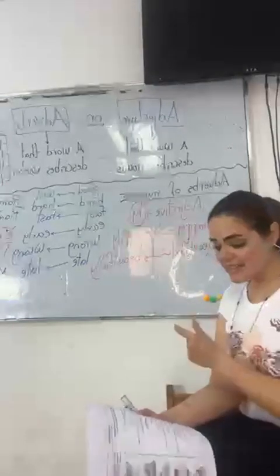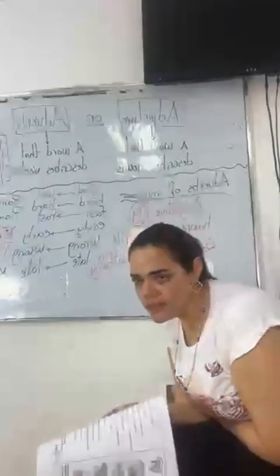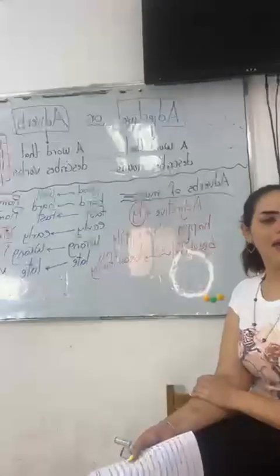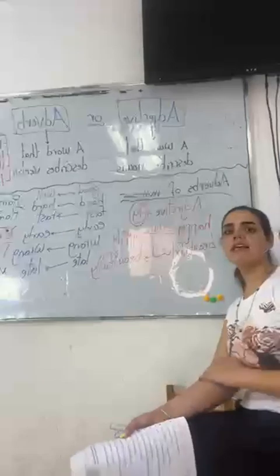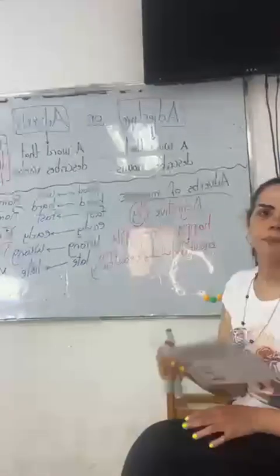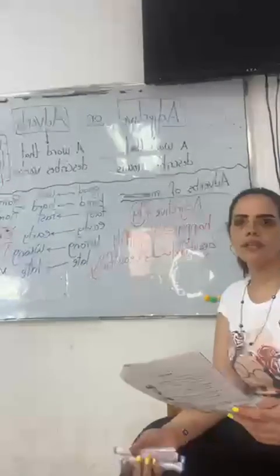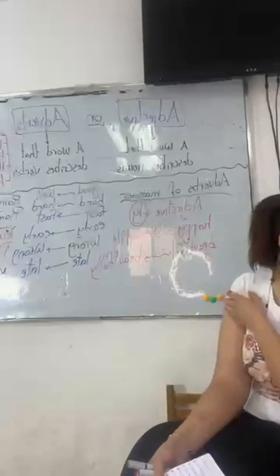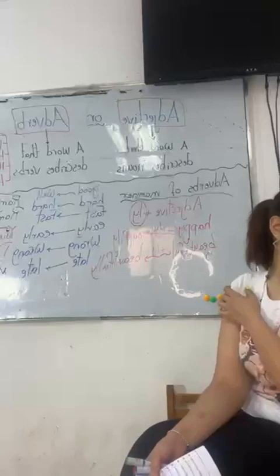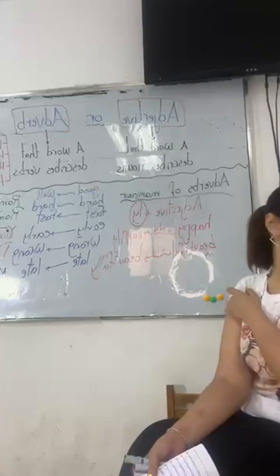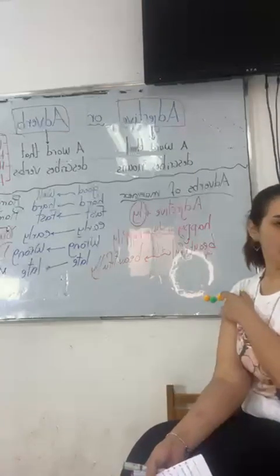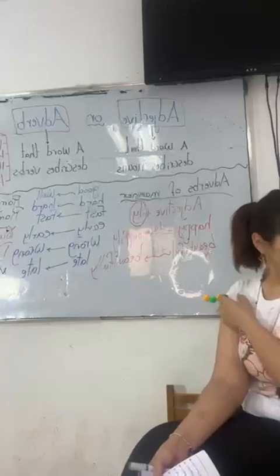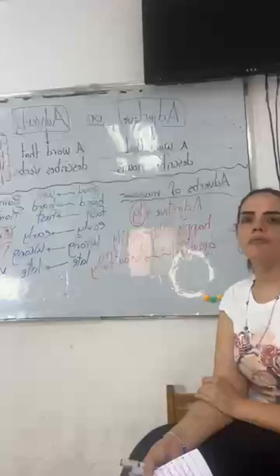Sam accidentally slipped on the ice. Accidentally. Great job. And we write how. Circle accidentally and write how and manner. Great job. Patiently, T-I-E-N-T, patient, so we pronounce it like patiently. You got the point? Yes, patiently is an adverb of manner.